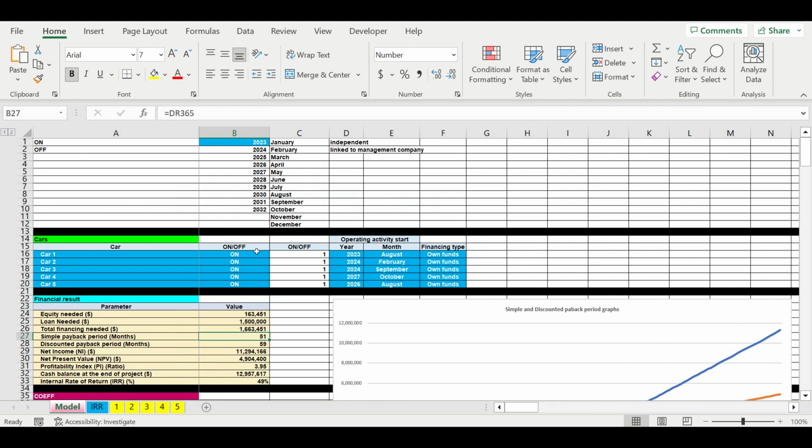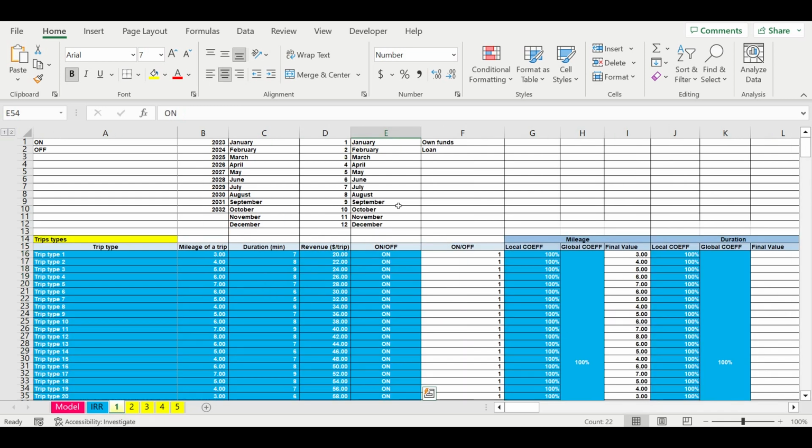As usual, let's quickly run through what we did during previous tutorials. So we have blue cells as our inputs, all other cells are formulas. So we have 5 cars in our fleet.